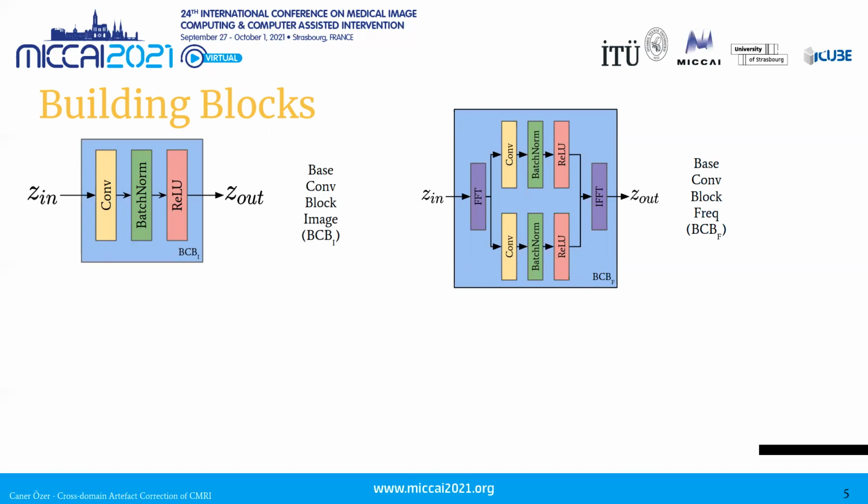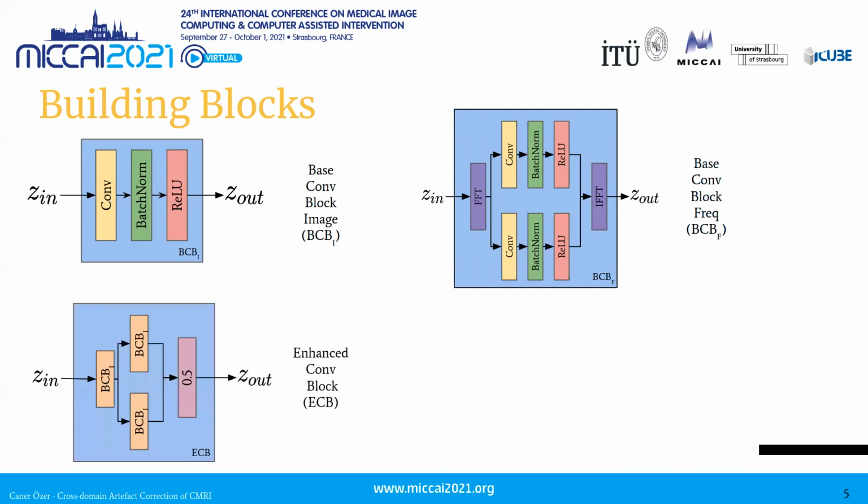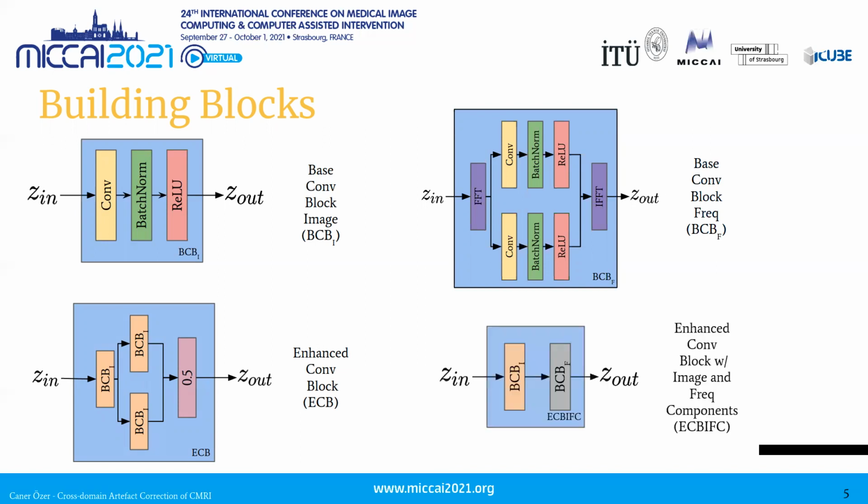Then we generate the enhanced convolutional block by cascading the output of a BCBI layer with the average of a 2-branch BCBI mechanism. Finally, we construct our cross-domain model by stacking BCBI and BCBF on top of each other, which we name the enhanced convolutional block with image and frequency components. In all of these building blocks, we set the convolutional filter size to 64 and the kernel size to 3 by 3.